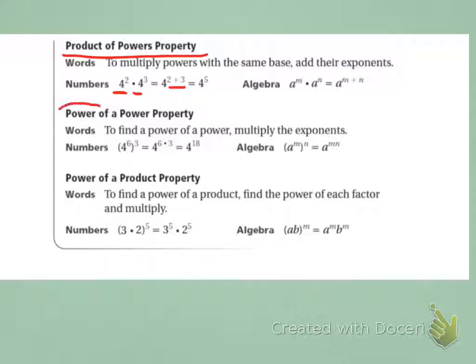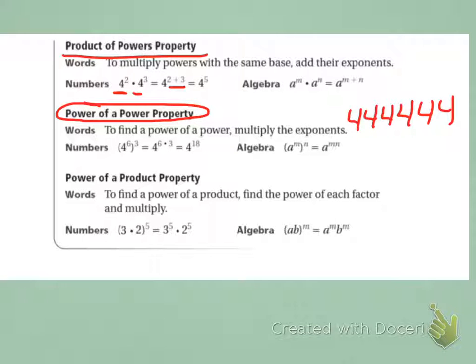The second thing you need to know is the power of a power property. So to find a power of a power, multiply the exponents. So 4 to the 6th to the 3rd. So you would multiply 6 times 3. What that is saying is that if we had 6 fours, and we had that 3 times, how many total 4s would we have? Well, you would have 6 times 3, which is 18.